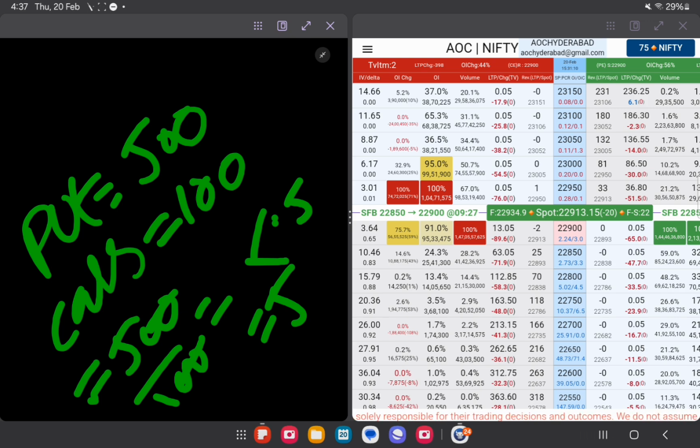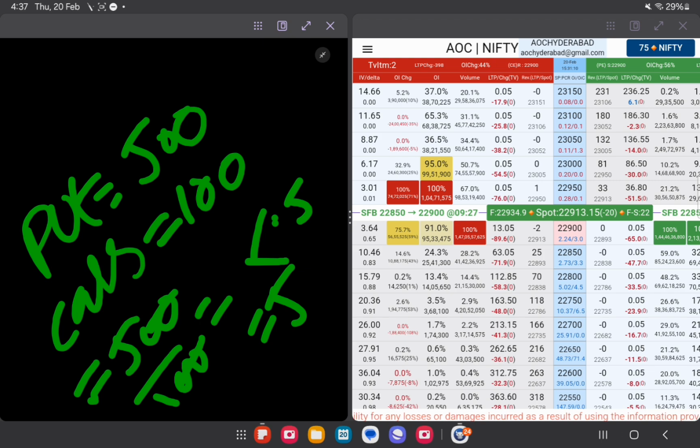What is the role of the call writers? Call writers will try to act like a resistance in the market. Put writers will act like a support and they'll make the market bullish. This is how it works.